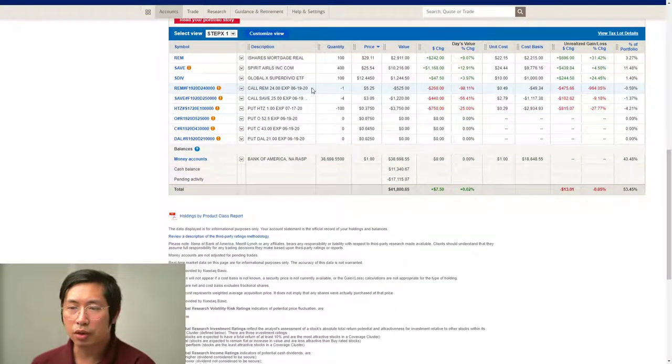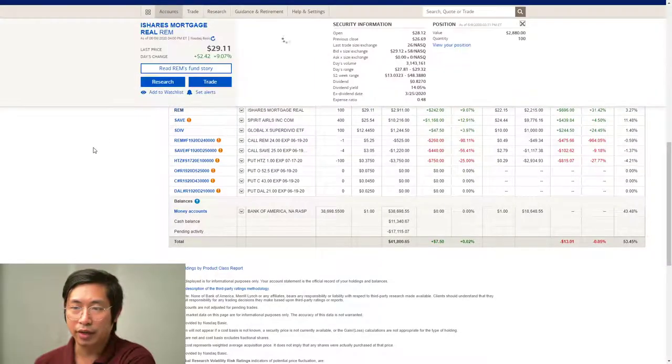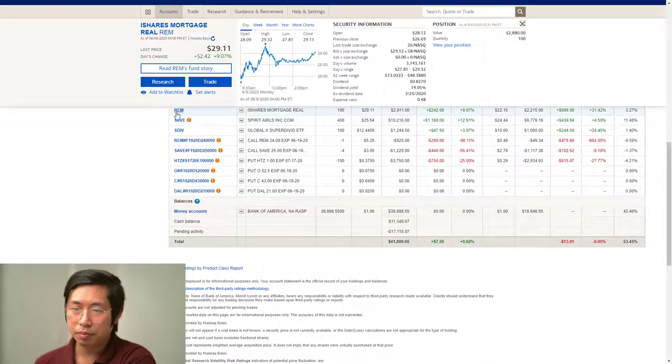So as for the covered calls, I do have a covered call on REM. The strike price is 24, it expires 6/19. Right now REM is at 29, so most likely these are gonna get called away. But what I'm expecting to do though is, I wanna get rid of this and roll it out to a different covered call. Because at this point, I kind of feel like I want to keep REM for the long term. It's got a really nice dividend, 14%.